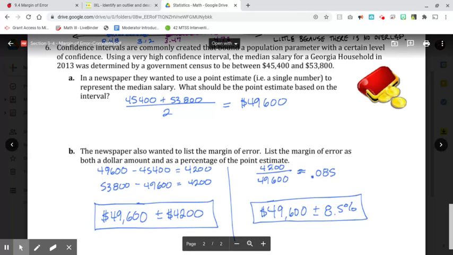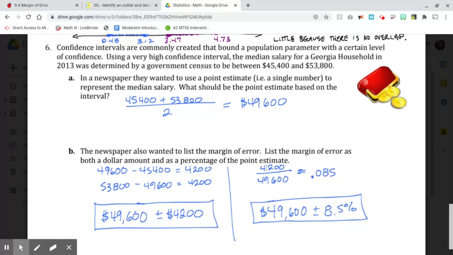So what percent is that margin of error? To find how big of a percent that is, we take 4,200 and divide it by our middle number, 49,600. When we divide it by that, we get 0.085. So 0.085, when you move the decimal 2 places, is 8.5%. So the margin of error of $4,200 is actually 8.5%. So that was margin of error.